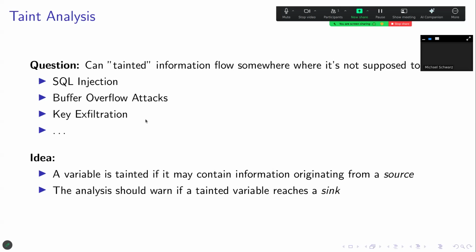And this would be something that you can detect with a taint analysis. And to sum it up more generally, the idea is a variable is tainted if it somehow may contain information that originates from something that is called a source. So in our first example with this SQL injection, the source would be something that comes from the user. And then the analysis should warn whenever a tainted variable reaches a sink. So in our example with this SQL injection, this would be if the tainted variable somehow flows into the string that is sent off to the database.